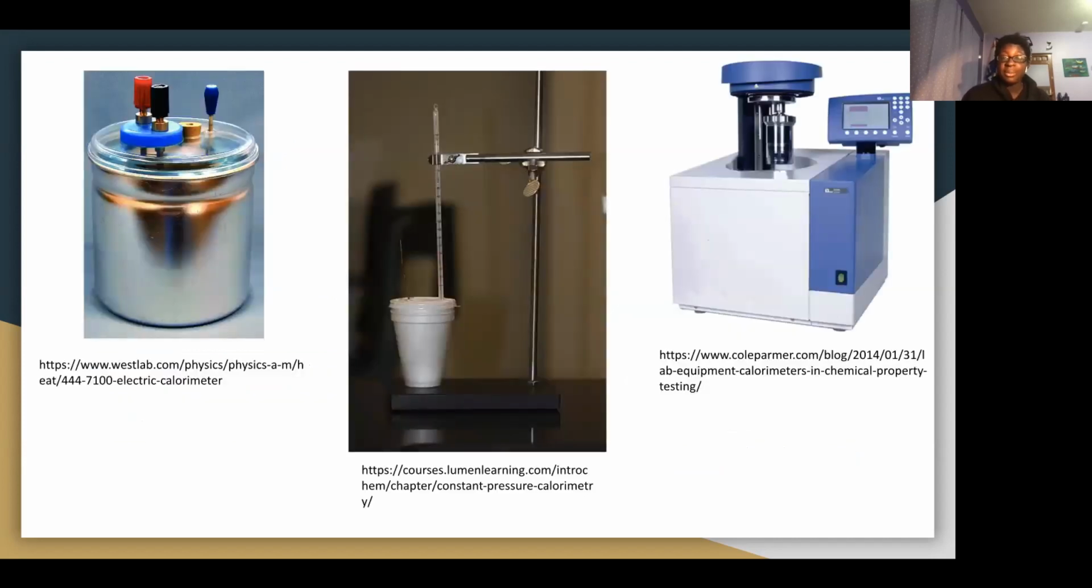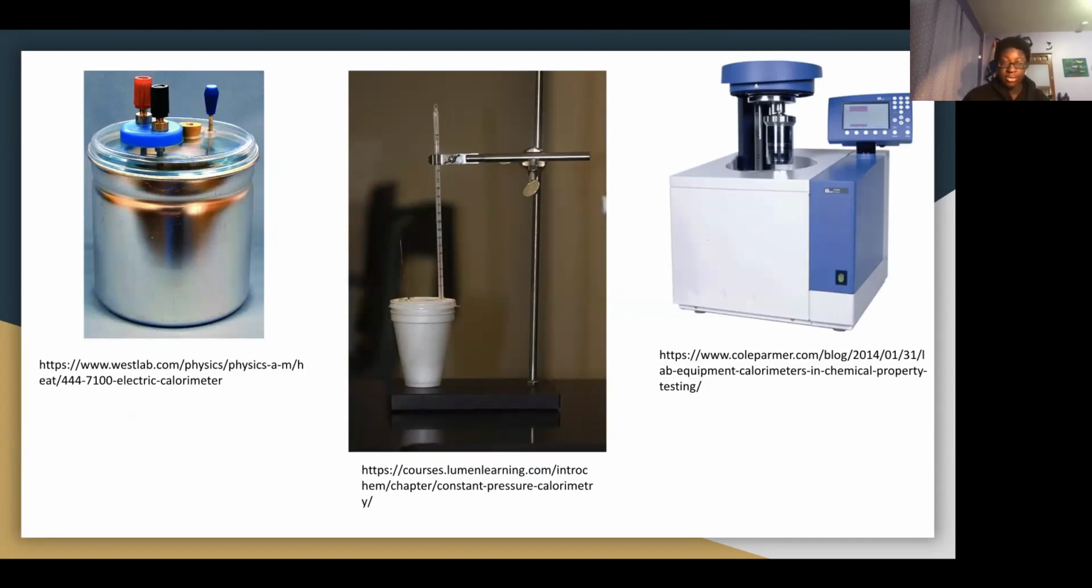To go into more detail about what a calorimeter is, I have three examples. On the left, we have a bomb calorimeter. On the right, we have just a very technologically advanced calorimeter. In the middle, we have a very simple one that we utilize in our labs.